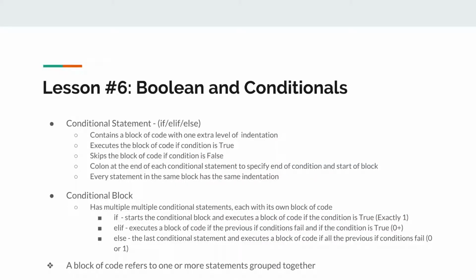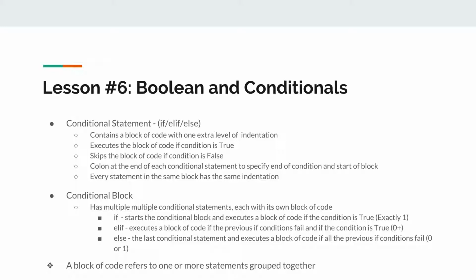Conditional statements are a crucial part of any program. This includes if, elif, and else. Each conditional statement has its own block of code. The block of code for each conditional statement has one extra level of indentation than the conditional statement. This block of code is executed only if the Boolean condition it relies on is set to true. If the Boolean condition is false, it skips the entire block of code and moves to the next statement with the same indentation level. There's a colon at the end of each conditional statement to specify the end of the condition and the start of the block. Every statement in the same block of code has the same indentation.